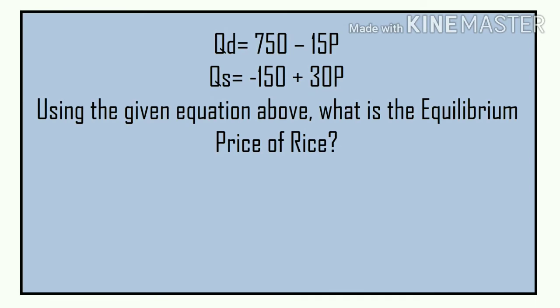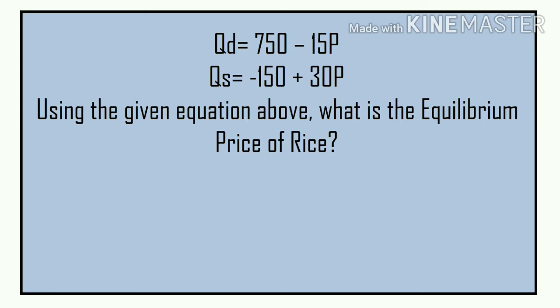quantity demand is equals to 750 minus 15p, which stands for price, and the quantity supply is equals to negative 150 plus 30p. P stands for price. Okay, so the question is, this is actually the given situation, the given equation. Okay, the quantity demanded and the quantity supply.